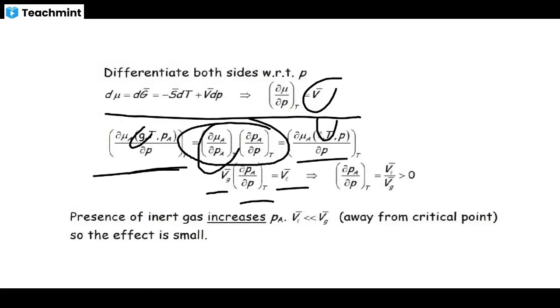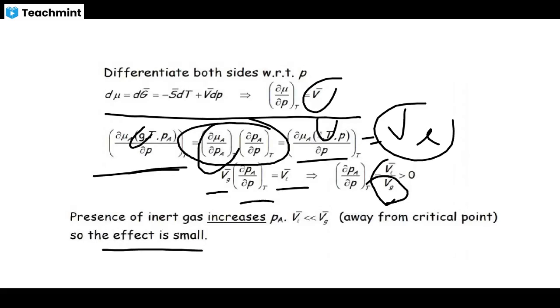This is nothing but equal to the volume of the liquid, so these two are the same. Then the ratio of the volume of liquid divided by gas is greater than zero, because both are positive values, and dividing two positive values will always give a positive value. But the gas volume is greater than the liquid volume, so we get a small number, a value like 0.something, so you get a very small effect.